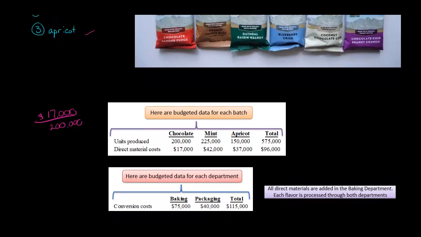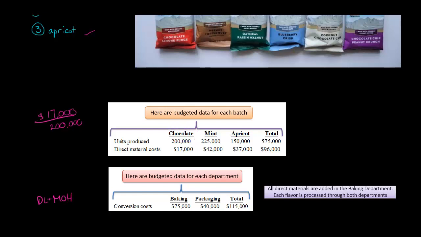But as we noted, in terms of conversion cost, remember conversion costs are direct labor and manufacturing overhead. Those two things together, those are conversion costs. So in terms of conversion costs, let's say there are two departments, baking, and then after we bake the Clif Bar, they go to the packaging department. So those two departments, those costs, so this is just $75,000 in total for the baking department. Those costs aren't distinguishable by chocolate or mint or apricot. It doesn't matter because baking a Clif Bar doesn't matter whether it's chocolate or apricot. Let's just assume that's the case.